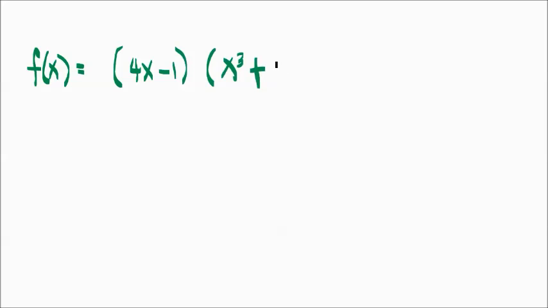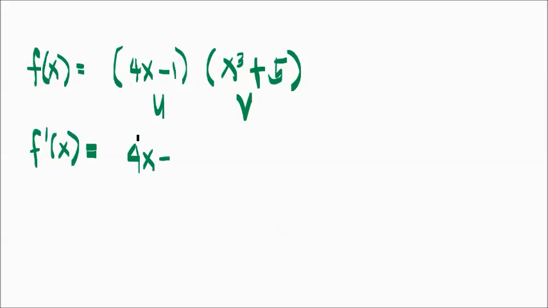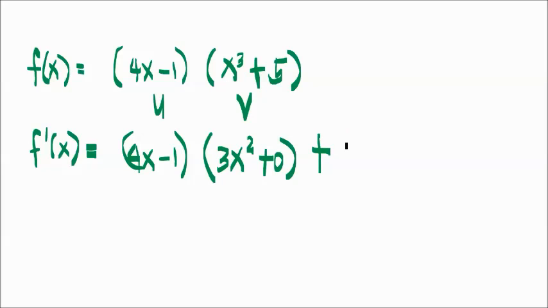So another example, f of x is equal to 4x minus 1 and x cubed plus 5. So you treat this as u and you treat this as v. So f prime of x, the formula is copy u, 4x minus 1, then derivative of v. The derivative of this is 3x squared, then plus 0, plus copy v, x cubed plus 5, then derivative of u is 4 minus 0.